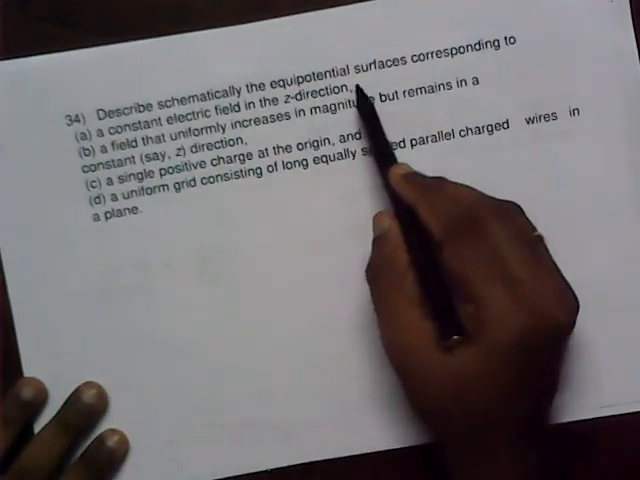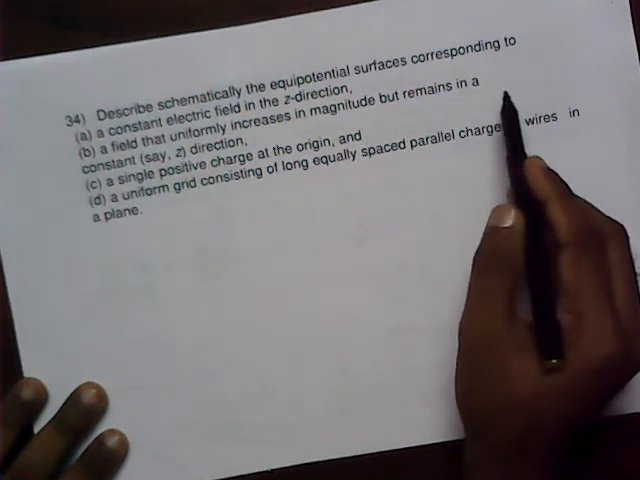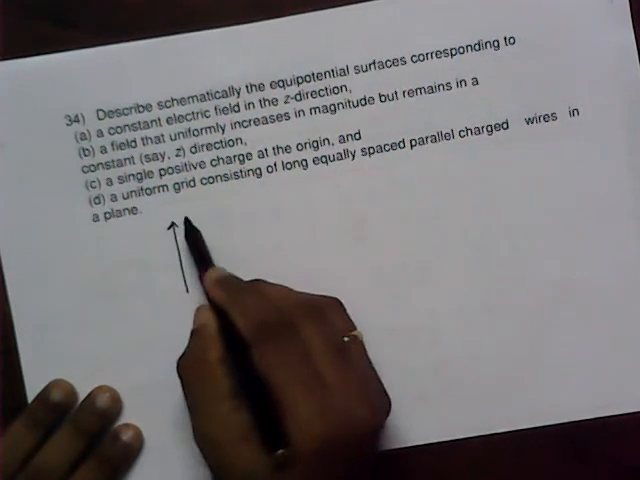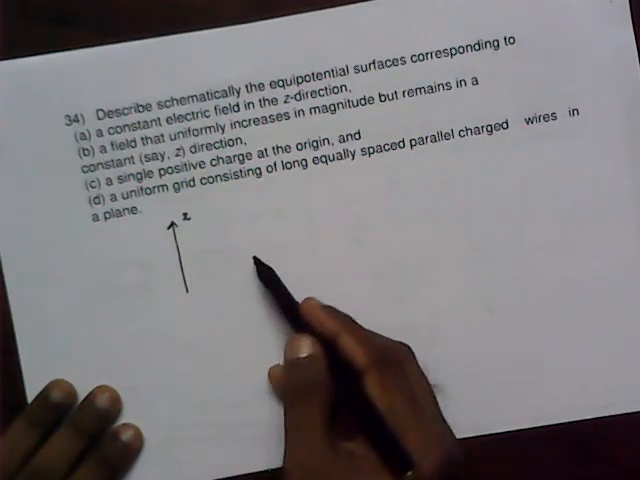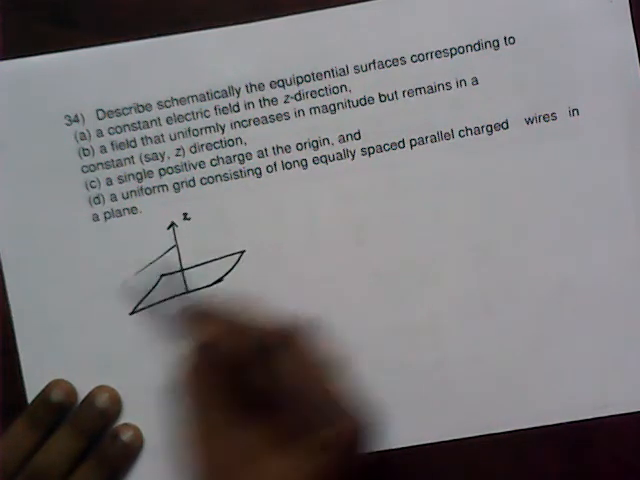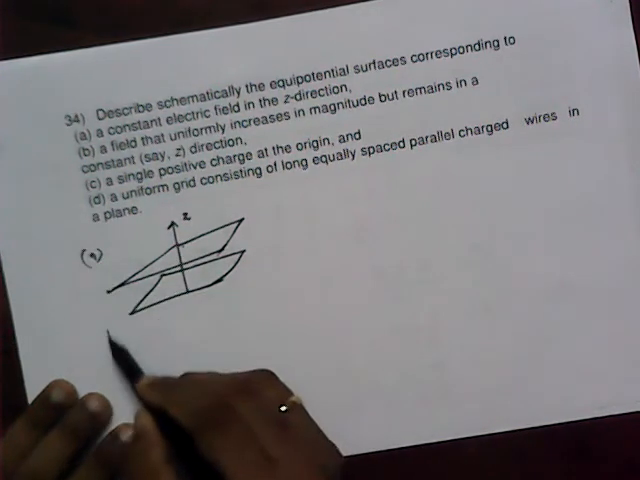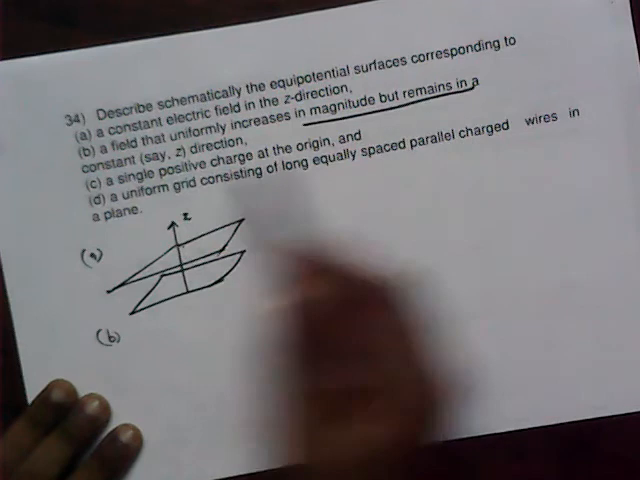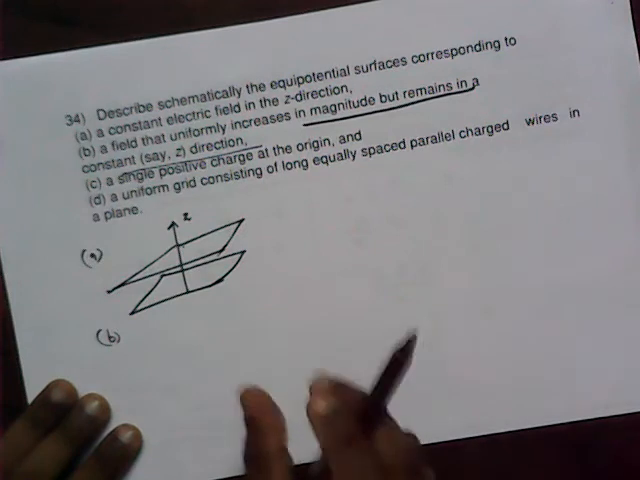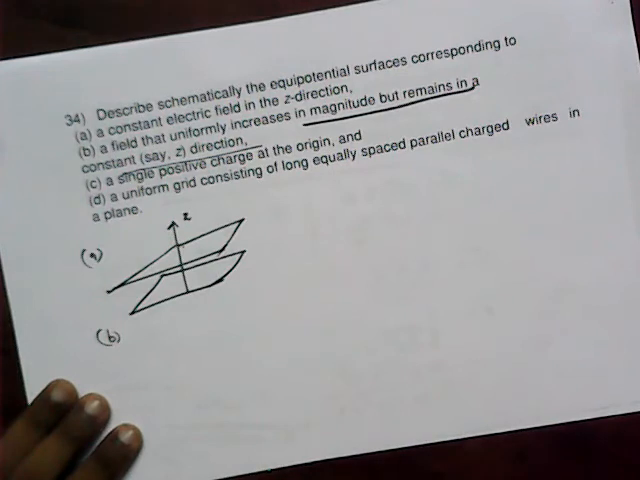Describe schematically the equipotential surface that corresponds to a constant electric field in the Z direction. If the field is in the Z direction, then the equipotential surface must be perpendicular to that, so it must be in the XY plane. That is a very important concept. And for B, a field that uniformly increases in magnitude but remains constant in the Z direction. Keep in mind, uniformly increases. Increasing means the separation between the equipotential surfaces should decrease.